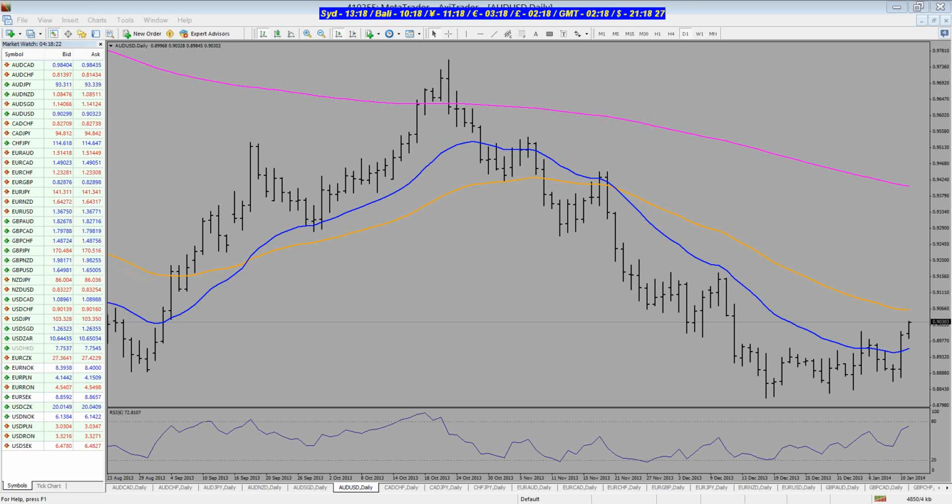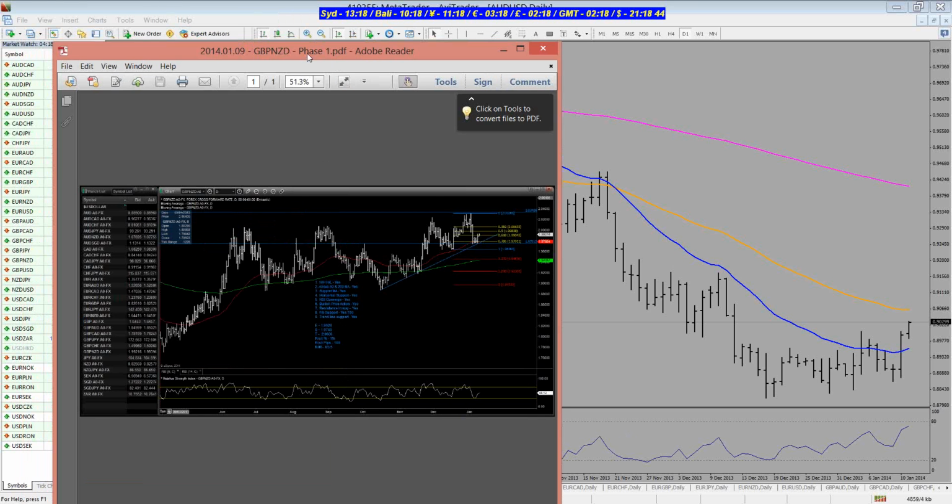Pound Kiwi came in on Thursday. Bank of England meeting on monetary policy. Look, if you're concerned about the central banks, don't trade. Quite simply.